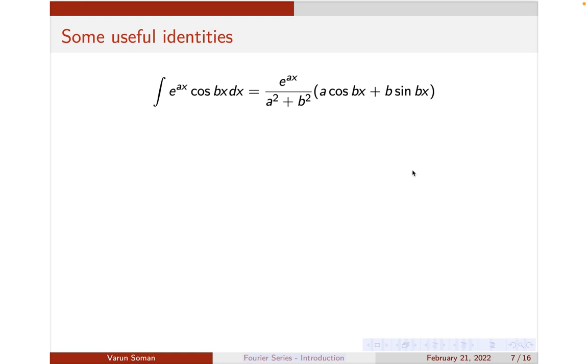Very simple thing. Now some useful identities which will be helpful for your discussion would be this one. Please note it down somewhere, these integrals are very standard integrals. Integral of e raised to ax cos bx dx is equal to e raised to ax over a square plus b square, etc.